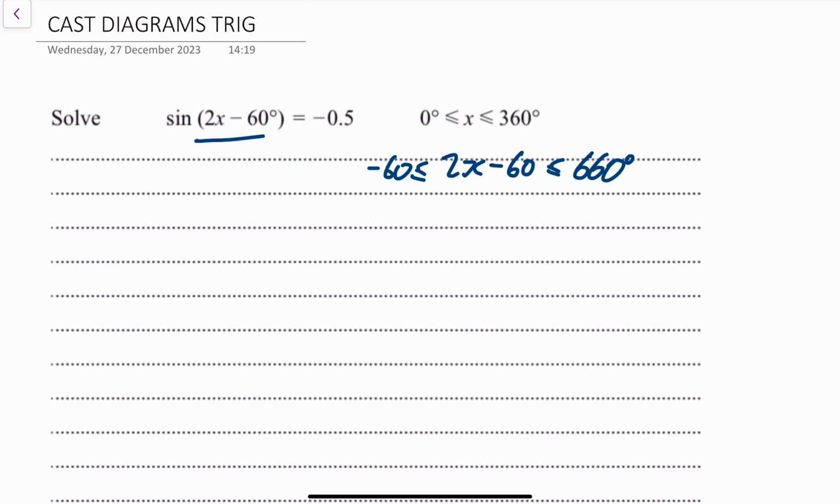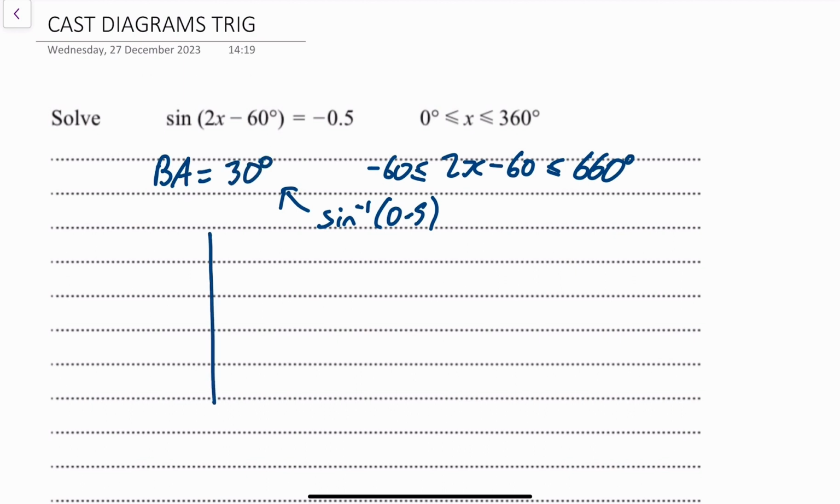And then the next thing I'm going to do is find what I call my basic angle. So to get your basic angle, BA, in this case, you do sine to the minus 1 of just 0.5. So you ignore the negative here, just ignore it. So sine to the minus 1 of 0.5 gets you 30 degrees.